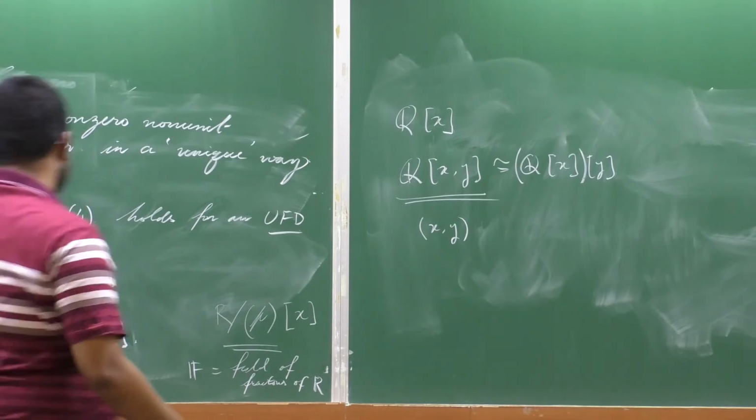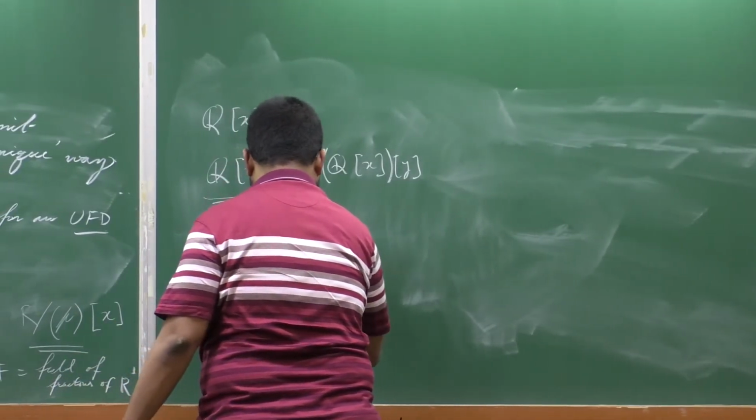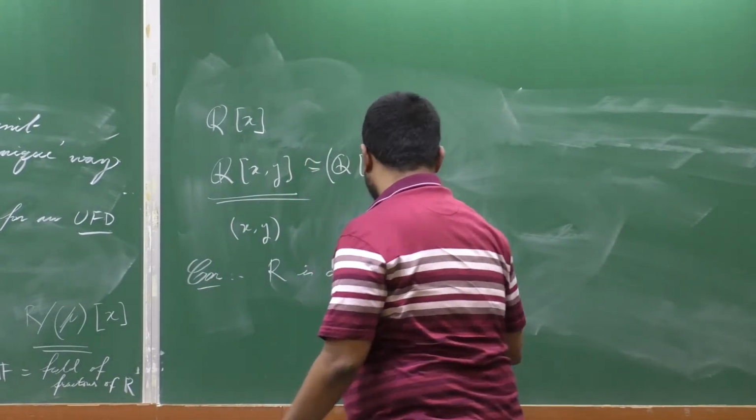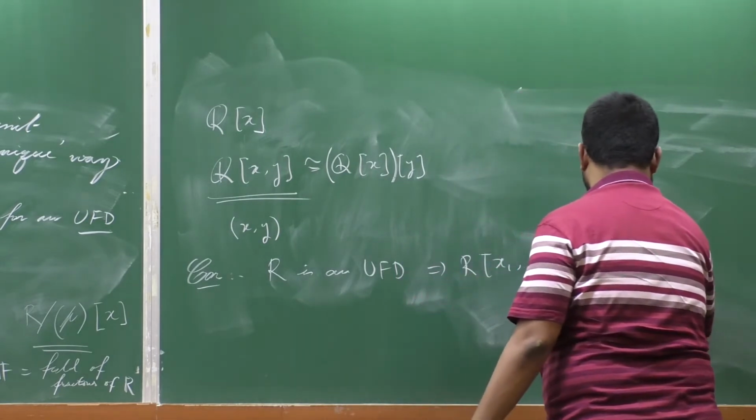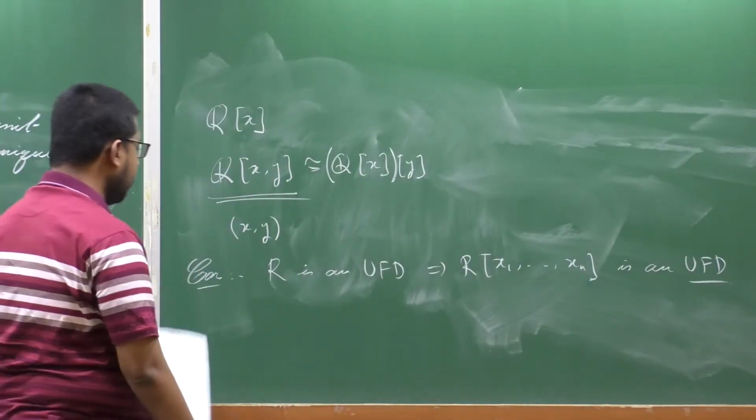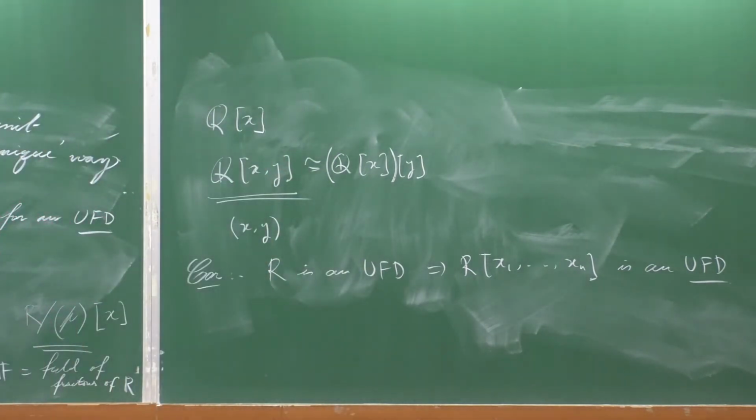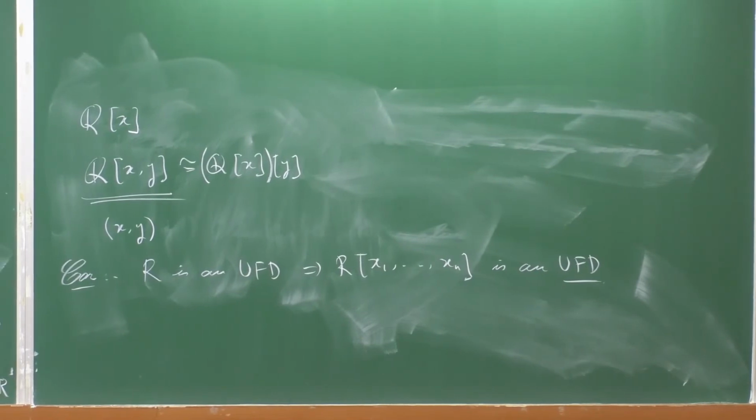So, the upshot is, as a corollary to this theorem, R is a UFD implies R[x1, ..., xn] is a UFD. In particular, when R is a field, the one-variable polynomial ring is a PID. Beyond that it cannot be a PID, but for any general n, all these are going to be UFDs. So, we now have a large class of examples of unique factorization domains.